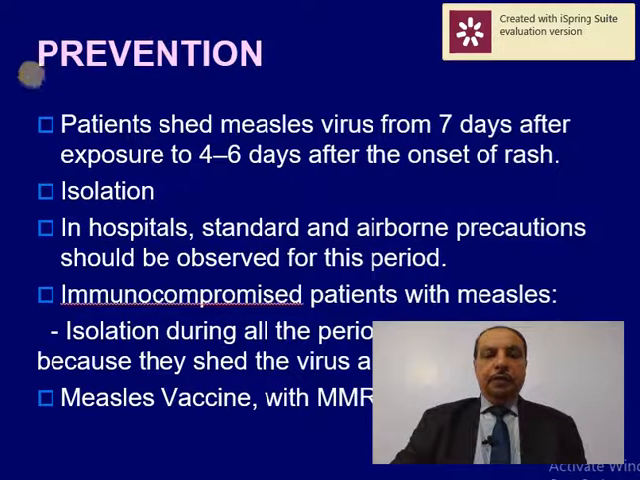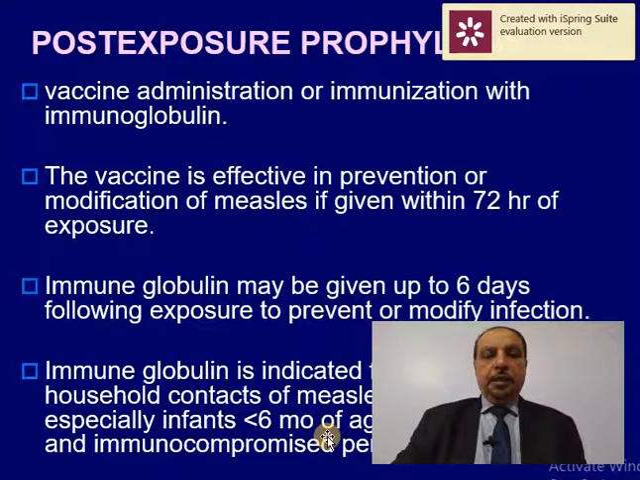One of the important, cost-effective preventive measures of measles is vaccination, as we mentioned, the MMR vaccine, which is given at the age of 12 months and 18 months. There is post-exposure prophylaxis, which is very important. The vaccine itself can be given early in the incubation period, and in some patients, we can give the immunoglobulin. The vaccine is effective in prevention or modification of measles if given within 3 days, or 72 hours of exposure.